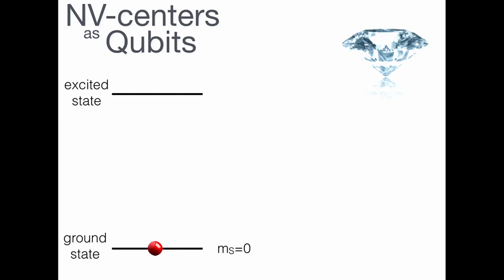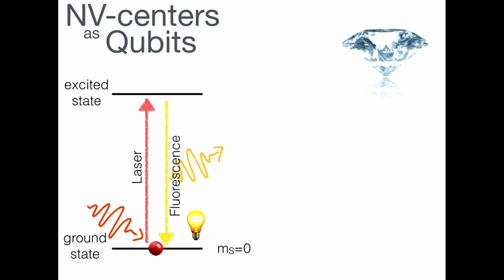These are energy levels in our diamond. We start with the ground state. The electron is at the ground state. If we now shoot our laser light on it, the electron will take some of the energy and jump up to the excited state. It won't stay there for long. It stays there for some milliseconds and jumps back down again. What we see then here is fluorescence light, light that we can measure, and we get information from that.